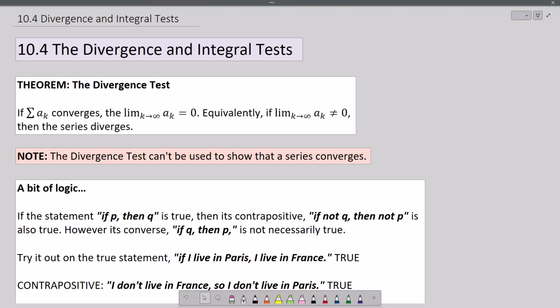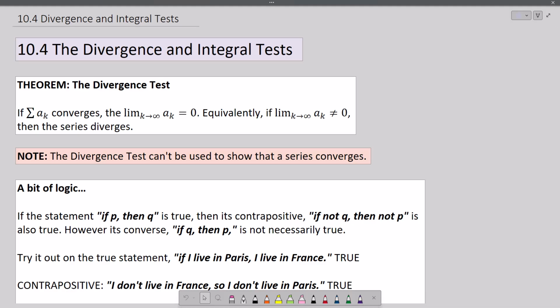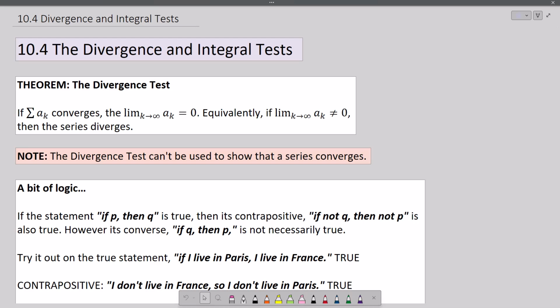So the divergence test says, we're going to use the contrapositive. If A, then B; well, if not B, then not A. That's the contrapositive. So this says, if the terms don't go to 0, the series has to diverge. If the terms don't go to 0, the series must diverge. 1 + 1 + 1 + 1, those terms aren't going to 0, that series diverges.